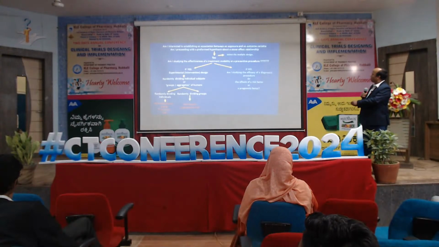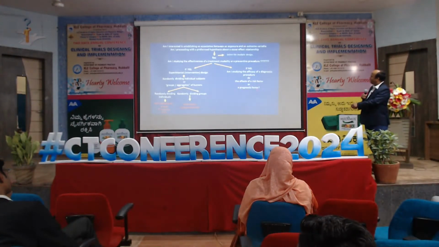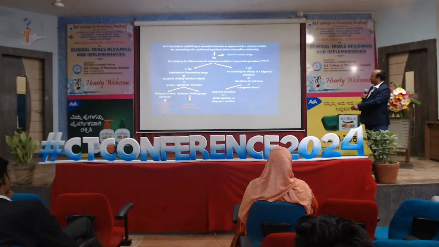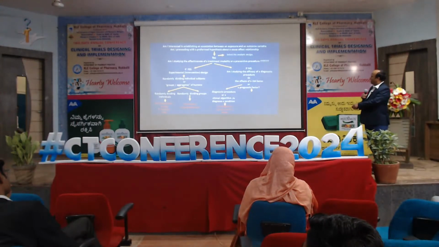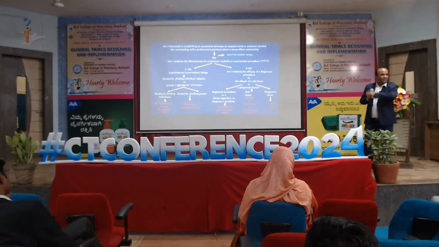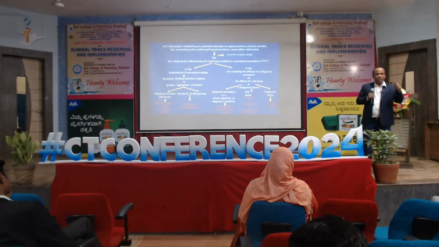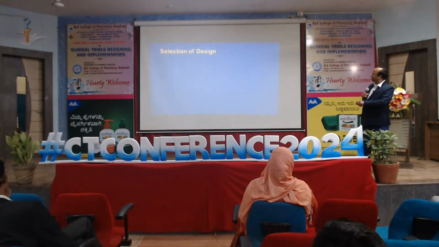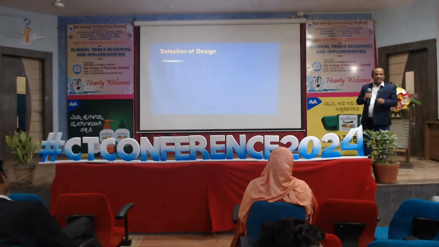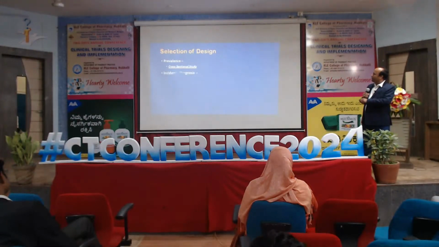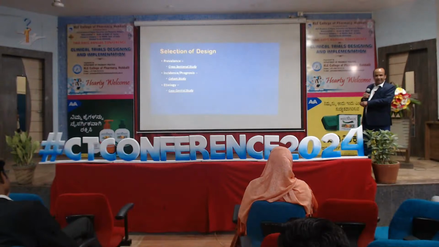If it is no, then am I looking at the efficacy of a diagnostic procedure, or the risk factor, or the prognosis? Then it becomes your diagnostic study design, or it can be your risk factor study: cohort, case control, or cross-sectional. If it is prognostic, you look for the cohort design. So this is the basic picture. You go on answering each question, and you can come to a conclusion. So, selection of the design: prevalence, we always go for cross-sectional. Incidence or prognosis is cohort. If it is etiology, case control study.